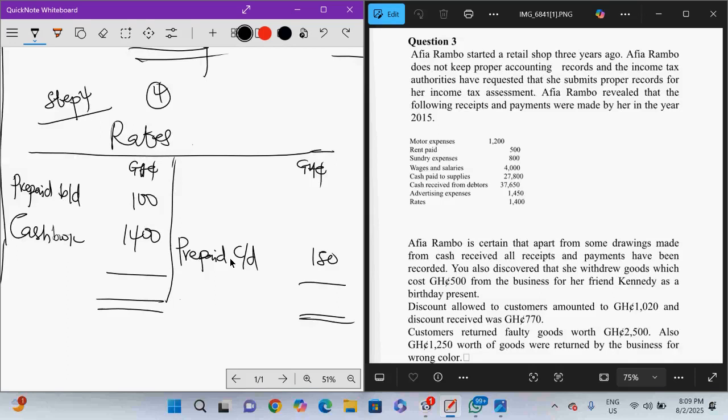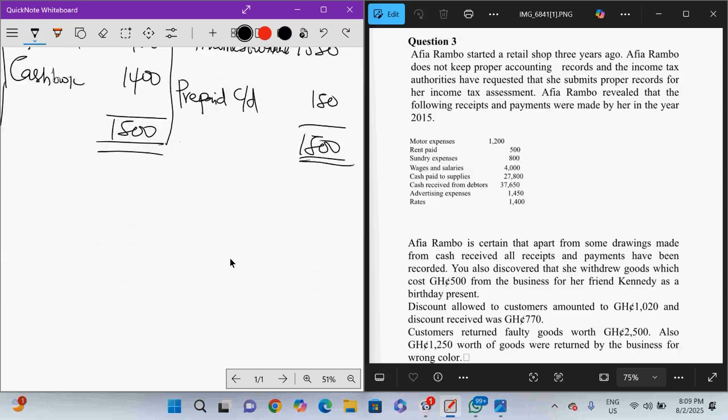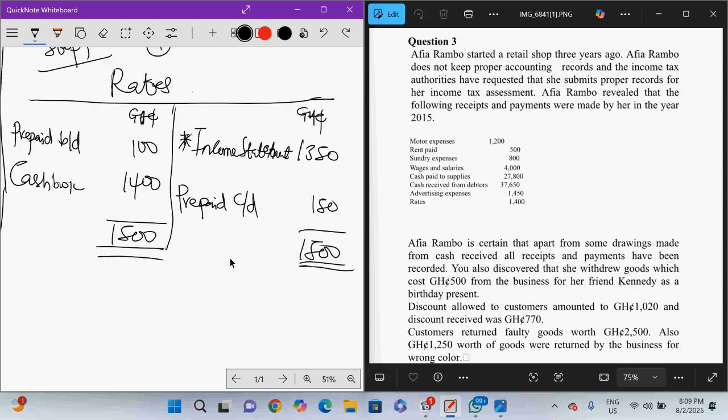Total is 1,500. The difference will go to the income statement. Alright, so we are done with the rate prepaid.